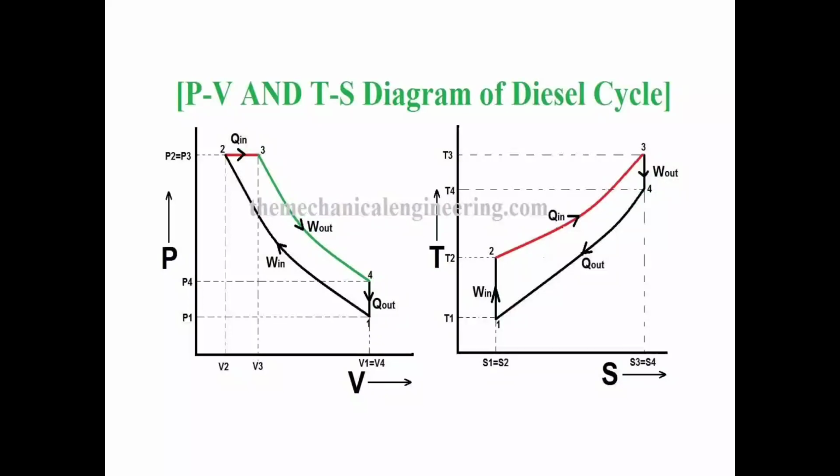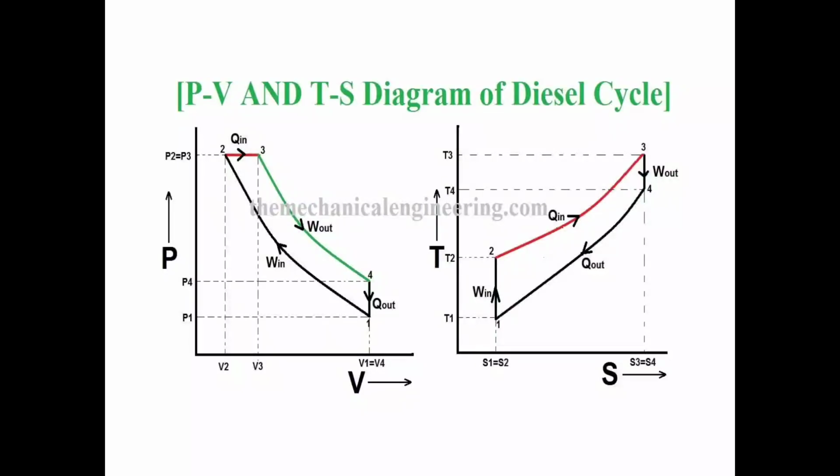In actual practice, the engine operates on an open cycle, and heat is supplied by burning the injected fuel near the end of the compression stroke. Condition 4 is the condition of the gas at the end of the expansion, and it cannot be used again; fresh air is taken from the outside for the next cycle. In actual practice, the compression and expansion do not follow the law PV raised to gamma equal to constant.